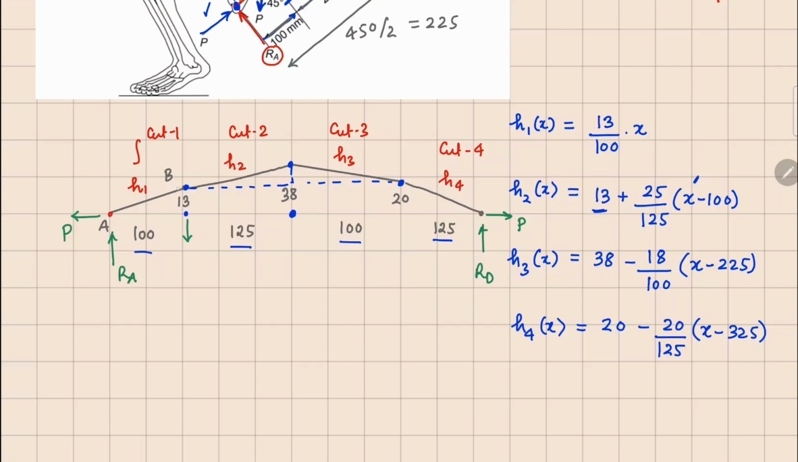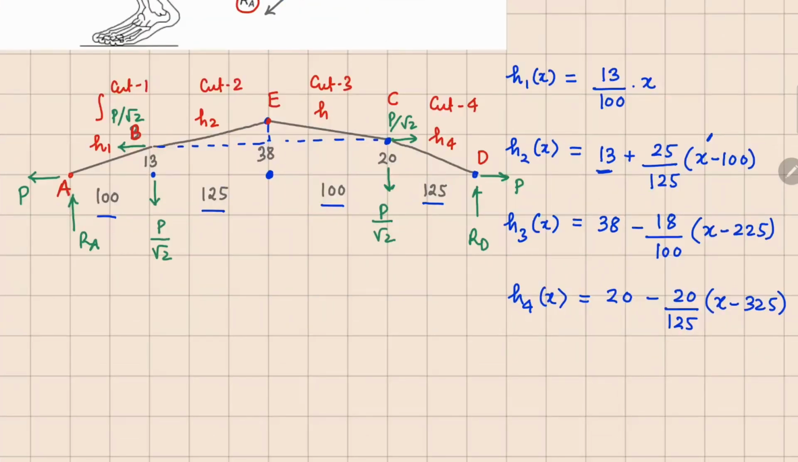At this point we have these two components, P over square root 2 to this side, and similarly P over square root 2 to here. And at this point also we have these two forces, P over square root 2 and P over square root 2. Now just to mark these clearly, this is point A, this one is point B, point C, point D, and this one is point E right here.